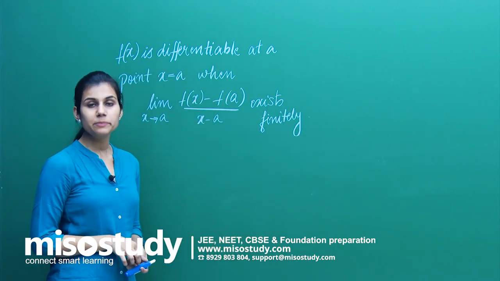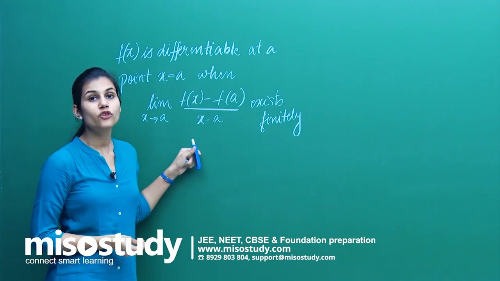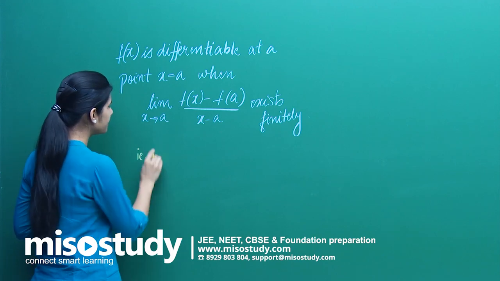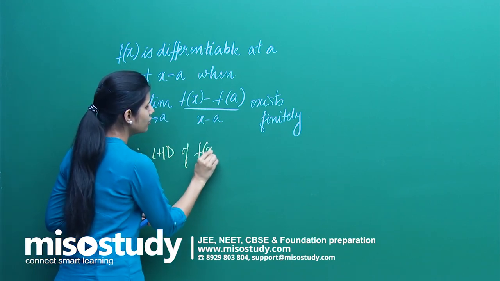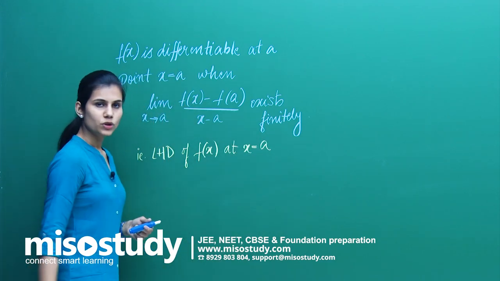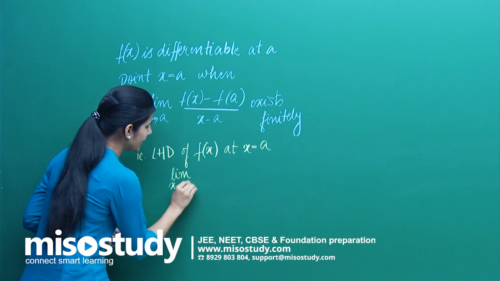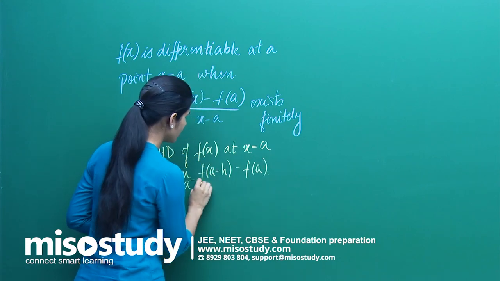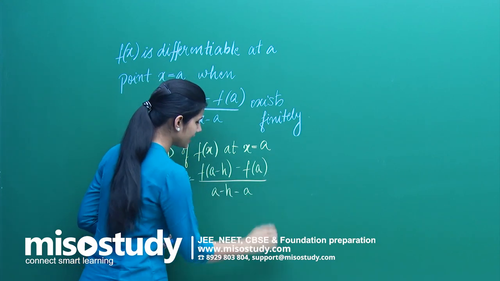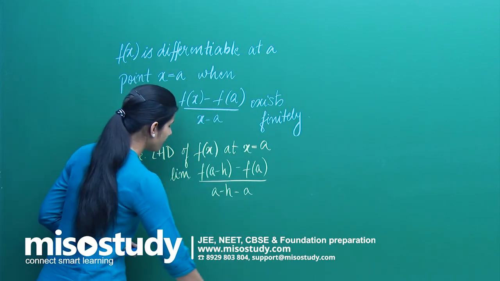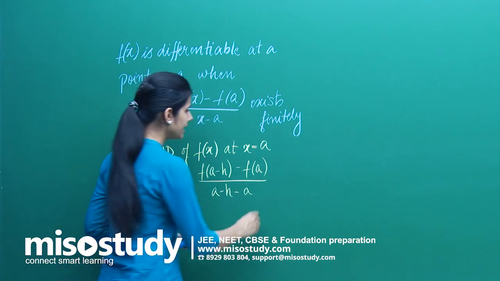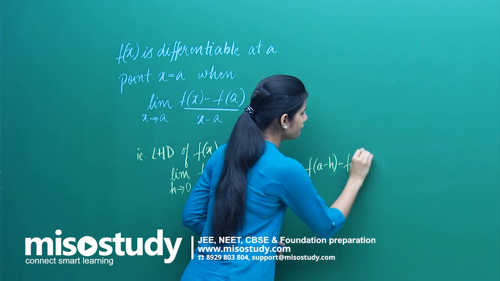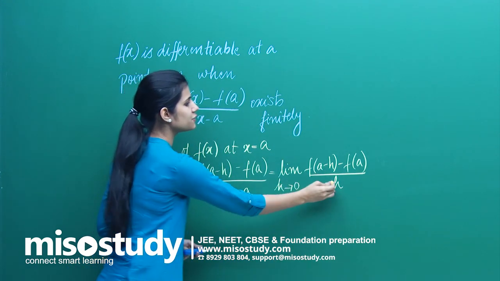And then we said this limit existing means this limit existing from the left of a and this limit existing from the right of a, and both of them are equal to the same number, which is this, right? And therefore, alternatively, we define the left-hand derivative of f at a. What was that? Limit x tends to a from the negative, f(x) minus f(a) upon x minus a, and then we replace x by a minus h, with h tends to 0, eventually getting limit h tends to 0, f(a minus h) minus f(a) whole upon a minus h minus a, which gives you minus h.